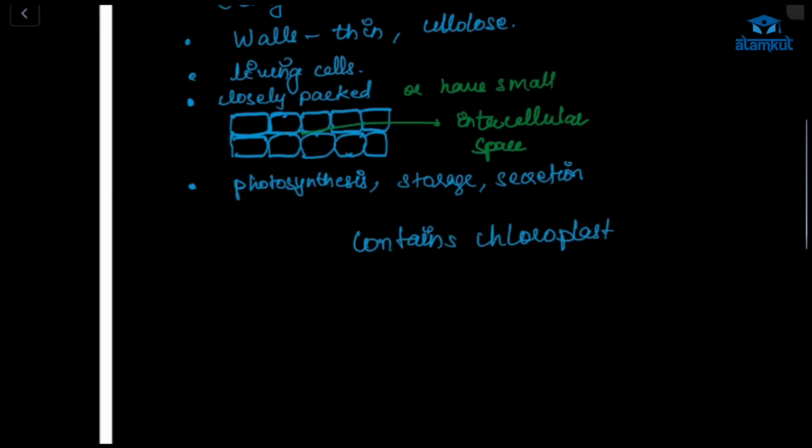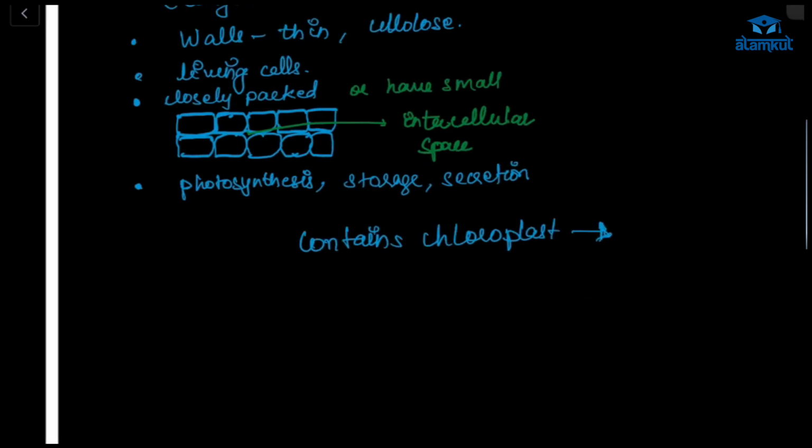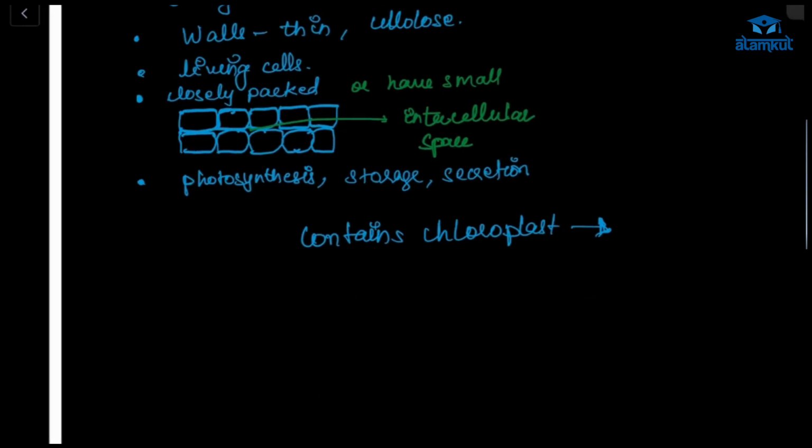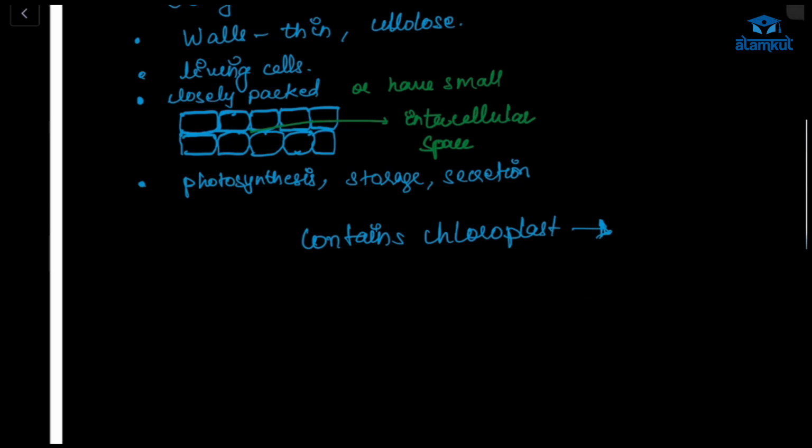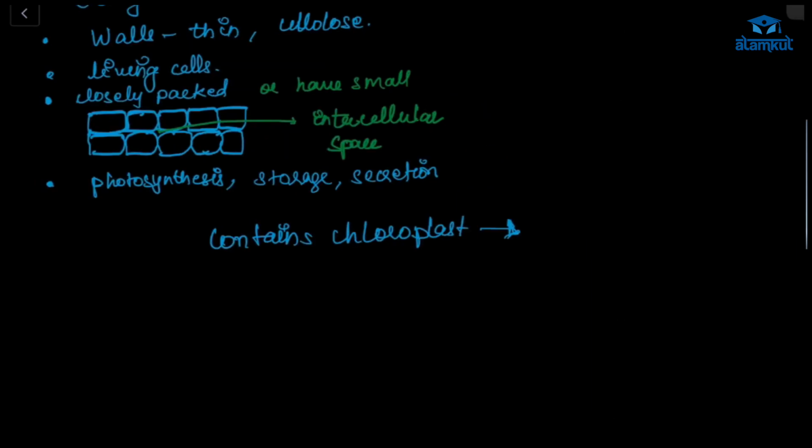Next, if the parenchyma cells contain chloroplast, what function will it perform? I think it will help in photosynthesis. Yes, correct. Perfect. So photosynthesis, and this parenchyma is called chlorenchyma. I'll write it here.